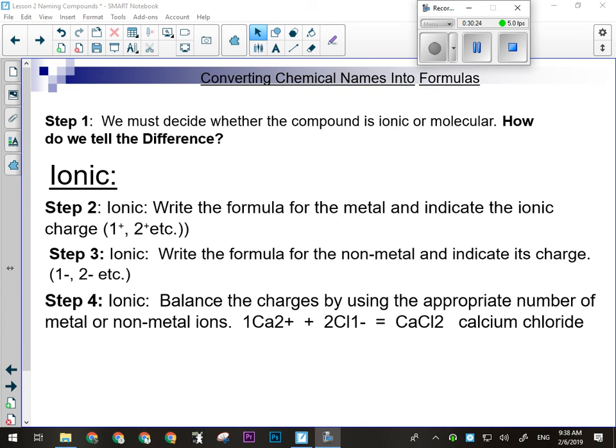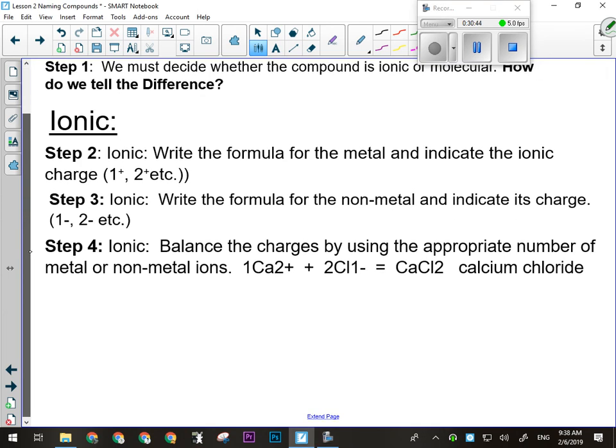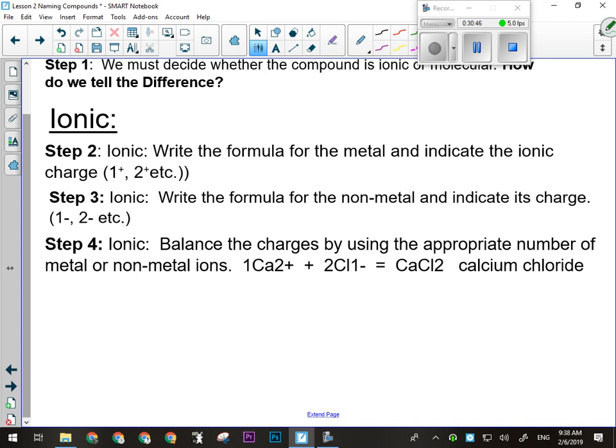So the first step in converting a chemical name into a formula is the same as it is for the other way around. You have to determine whether you're dealing with an ionic compound or a molecular compound, and the only way to do that is to look for the presence of a metal. If there's a metal, it's ionic. So if I've determined that I have an ionic compound, then my next step is to write the formula for the metal and write the charge. So just as an example here, so we can walk through the steps, we'll say that I've got this compound here, calcium phosphide.